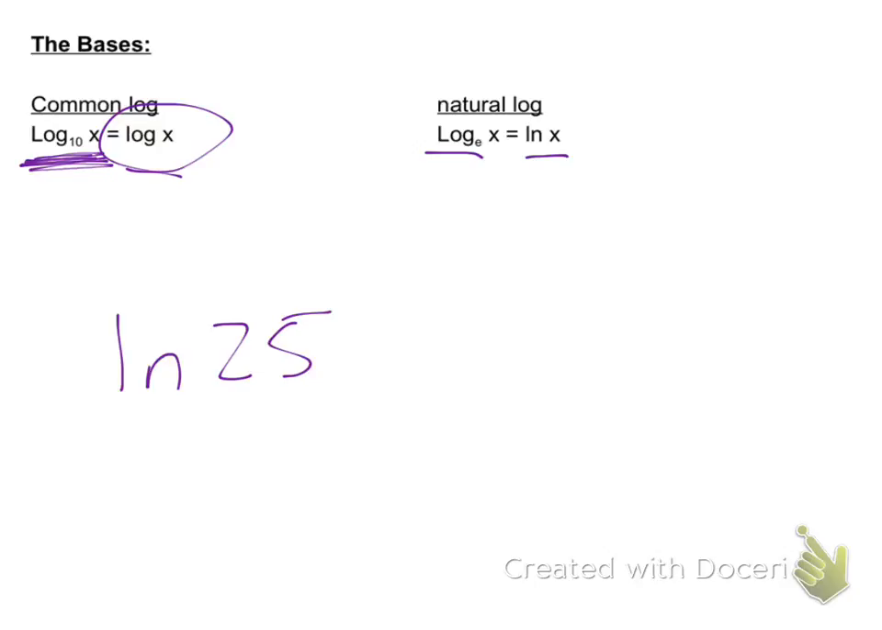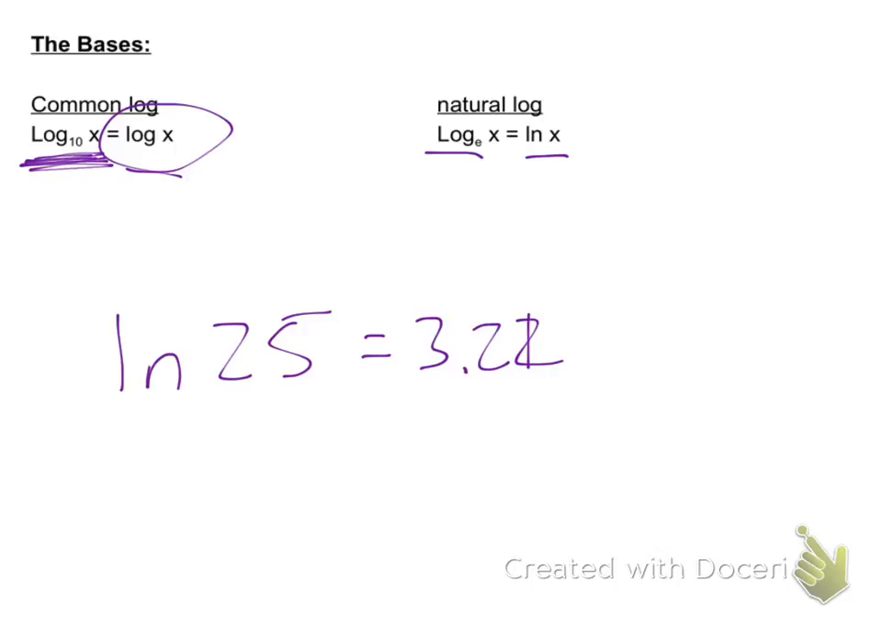Now again, it matters what calculator you have. If you have the old gray box ones where you can only put one thing at a time, you have to put 25 first, then hit natural log. Or if you got the one where you can actually see what you're typing, then put LN 25, hit equals. What do you get? Liam? 3.2188, so about 3.22.